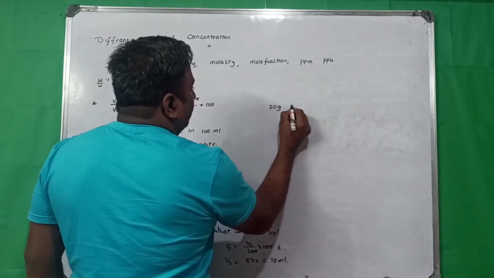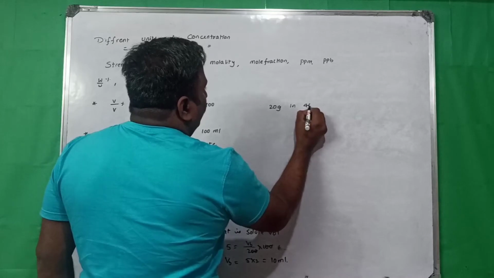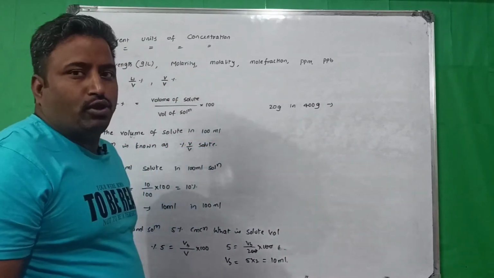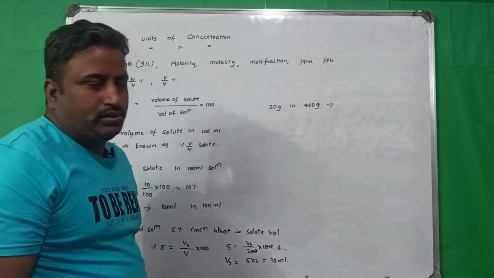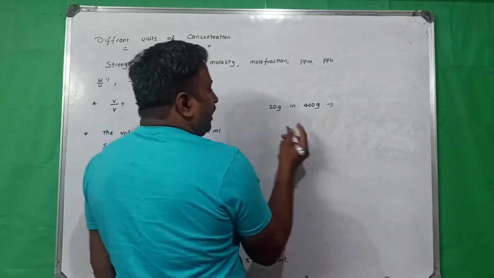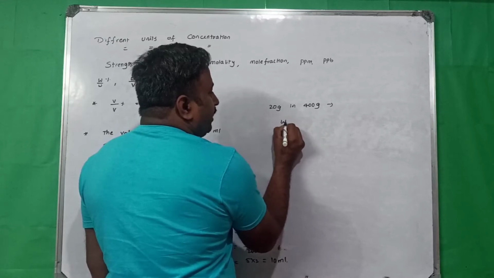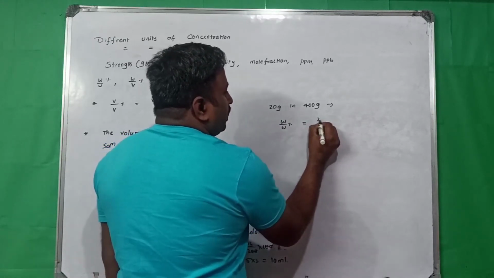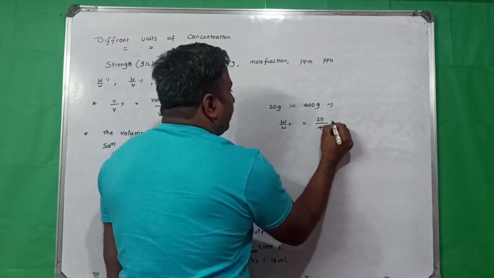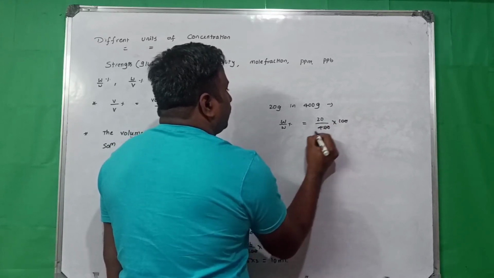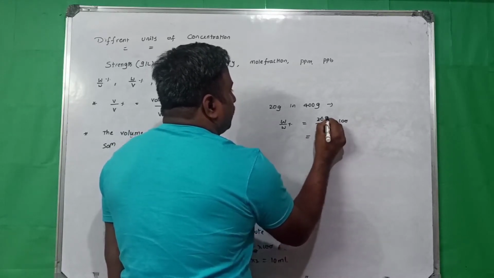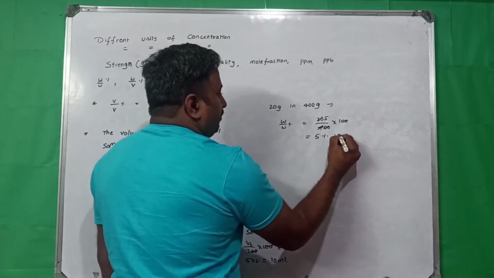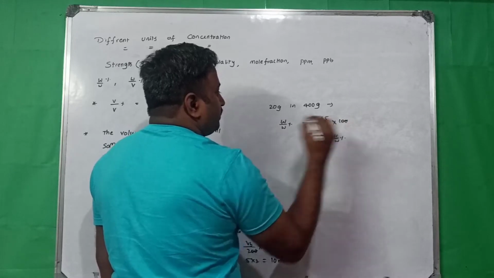20 grams in 400 grams. Then what is the concentration of solution and which units do we have to use? Both are in weights, then it is weight by weight percentage. That is 20 upon 400 into 100, that is 5% weight by weight.